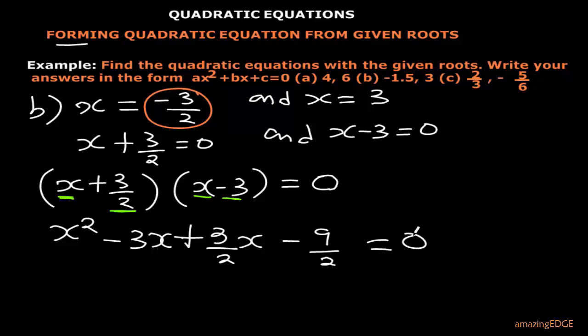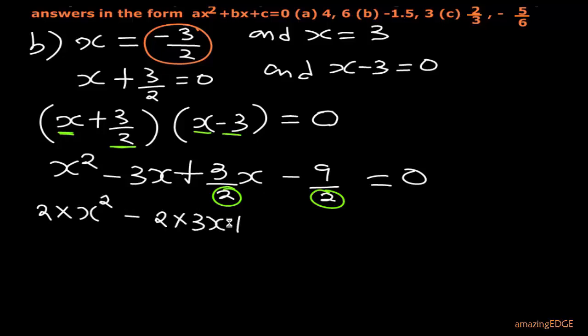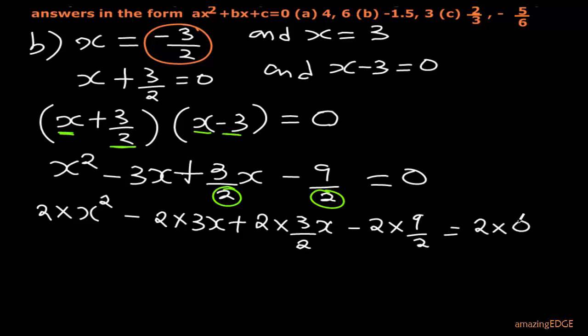So the next thing is to clear fractions. To clear the fractions, we have the denominators, which are 2 and 2. So the LCM of 2 and 2 is 2. So you multiply both sides of the equation by 2. Here you have 2 times x squared, then minus 2 times 3x, then plus 2 times 3 over 2x, minus 2 times 9 over 2. Then on the right hand side, I have 2 times 0.